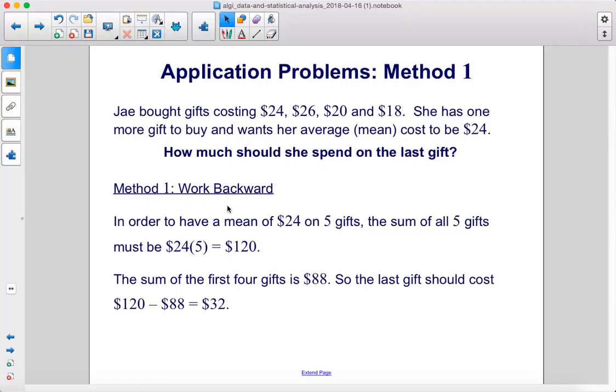Method 1. Work backward. In order to have a mean of $24 on 5 gifts, the sum of all 5 gifts must be $24 times 5 equals 120. The sum of the first 4 gifts is $88, so the last gift should cost $32, because then we would get 120 total divided by 5, and that would give us an average of $24.